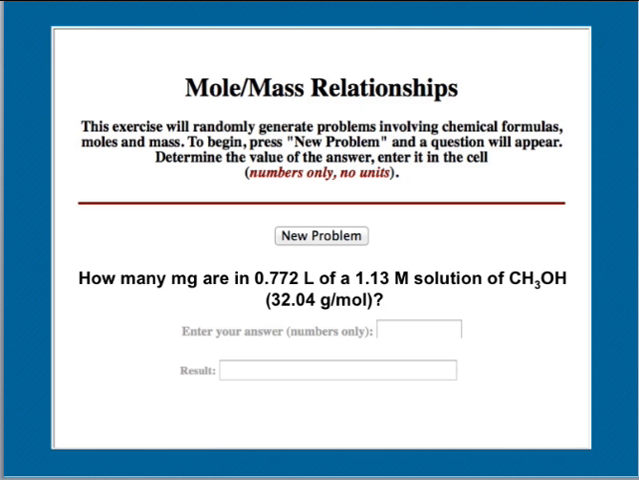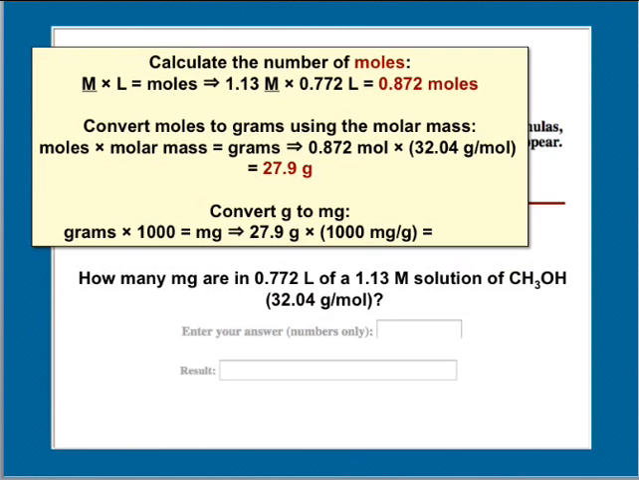All right, here's what it looks like. Concentration times volume gives us moles. Here's our concentration, here's our volume. We have 0.872 moles. Now we know that every mole weighs 32 grams. So we're going to multiply our number of moles by our molar mass, and that's going to give us grams of methanol. And then finally, the annoying part. 27 grams is how many milligrams? It's just times 1,000, isn't it?